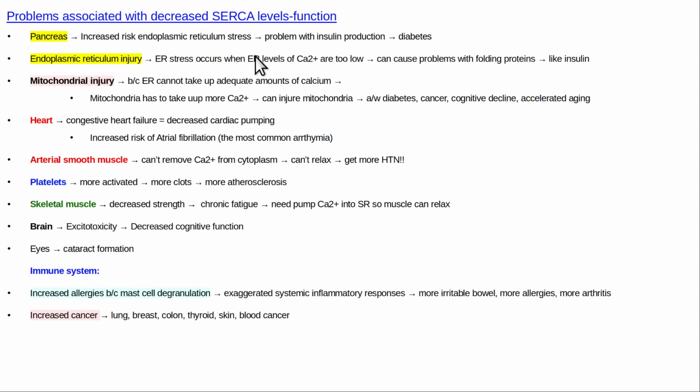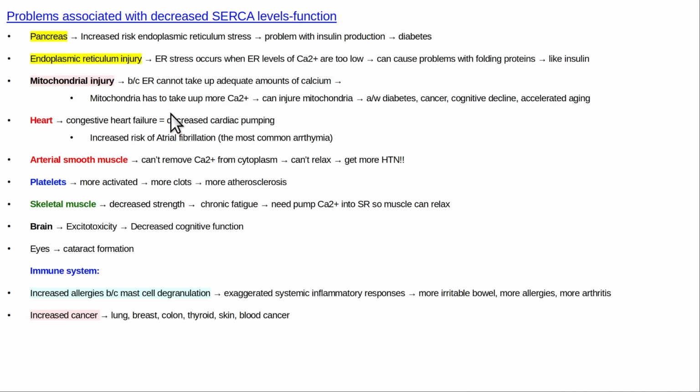Okay, so what are some problems associated with decreased SERCA levels? We talked about it. It'll push you into diabetes because it messes with your insulin production. Depletion of the endoplasmic reticulum calcium levels can lead to what's called endoplasmic reticulum stress, misfolding of the insulin, and it can progress towards the cell's apoptosis and eventual loss of insulin production from the pancreas.